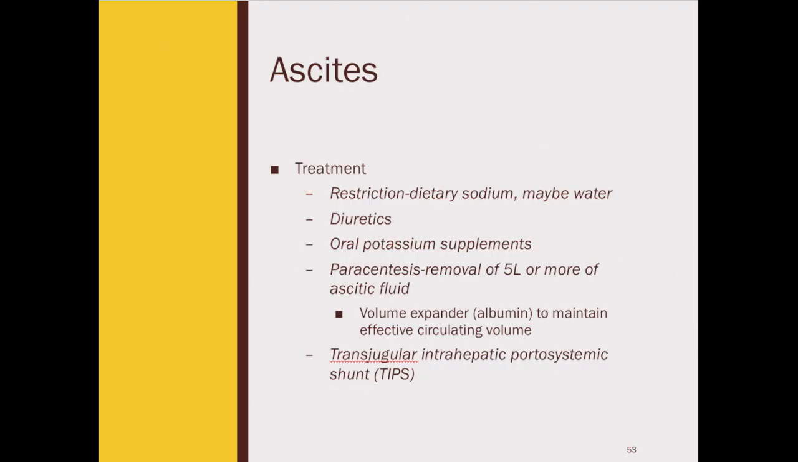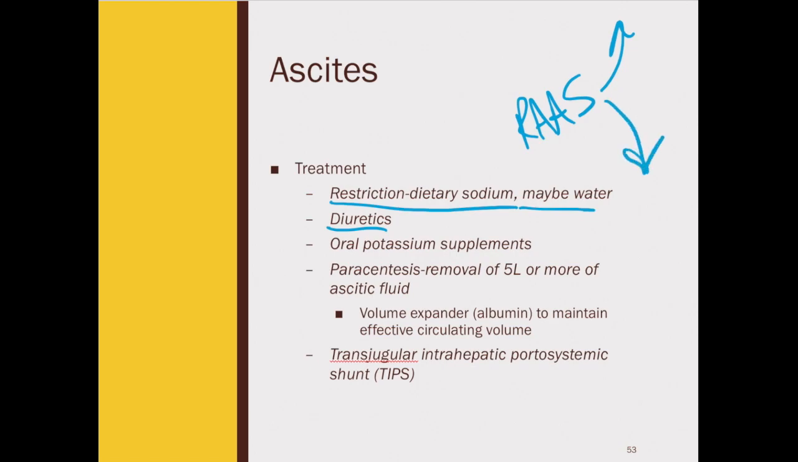How do we treat ascites? We're going to restrict sodium and usually fluids as well. We're going to give diuretics. Diuretics are going to pull some of that fluid out and excrete it in the urine. We talked about on the last slide how we've kicked the renin, angiotensin, aldosterone system into high gear. What's it going to do? It increases sodium and water retention, but it also increases potassium excretion. So we may be suffering now from hypokalemia, which means we may need to supply oral potassium supplements.